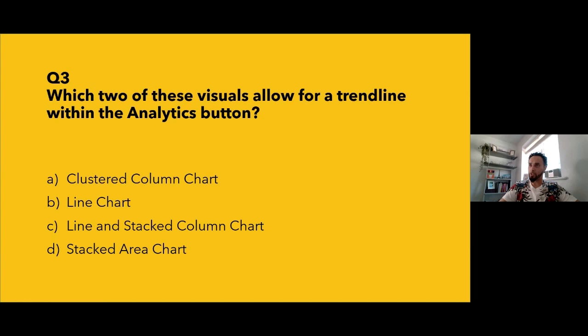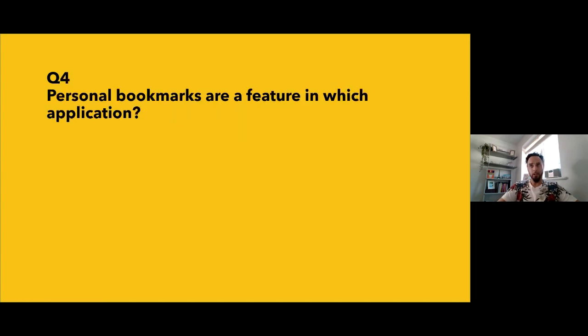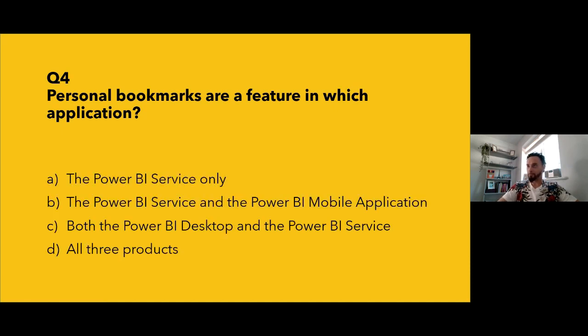Okay, question 4. This might jog your memory from one of the sessions. Personal bookmarks are a feature in which application? A, the Power BI service only, B, the Power BI service and the Power BI mobile application, C, both the Power BI desktop and the Power BI service, or D, all 3 products. Personal bookmarks are a feature in which application?